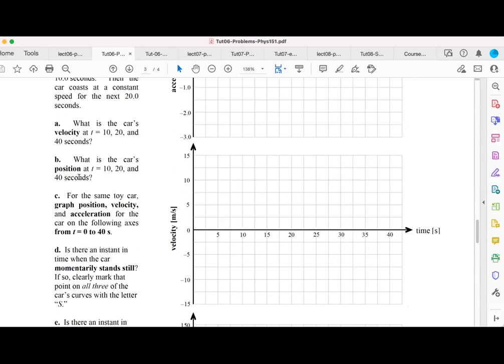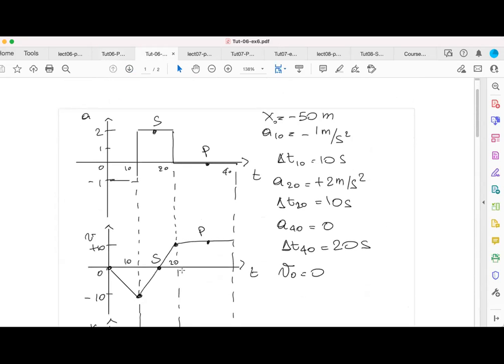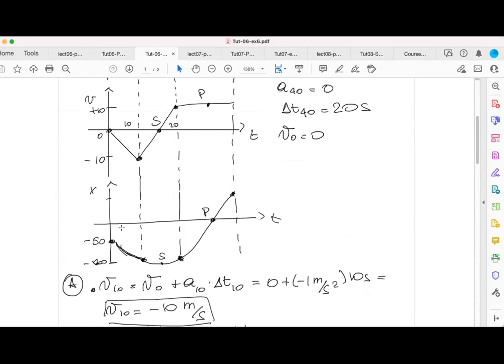Then for the same toy car, graph position, velocity and acceleration for the car on the following axes from t equals 0 to 40 seconds. So here we kind of already did that. I showed you for the velocity. For the position, we said it goes from minus 50 to minus 100. Then it goes again to minus 100. And I see that somebody is writing here. And then from here to 40 seconds, we see that it goes to plus 100, which is here.